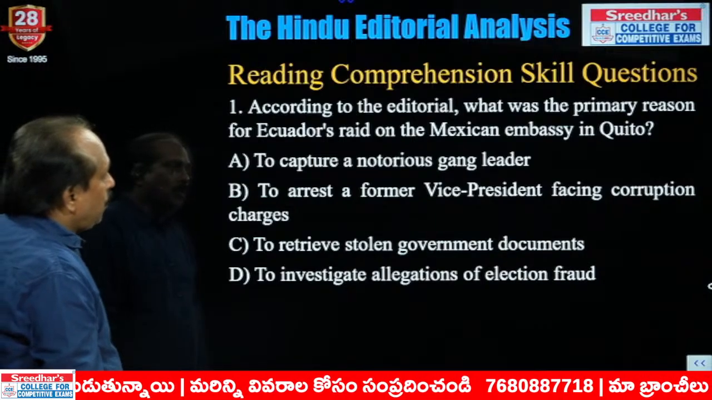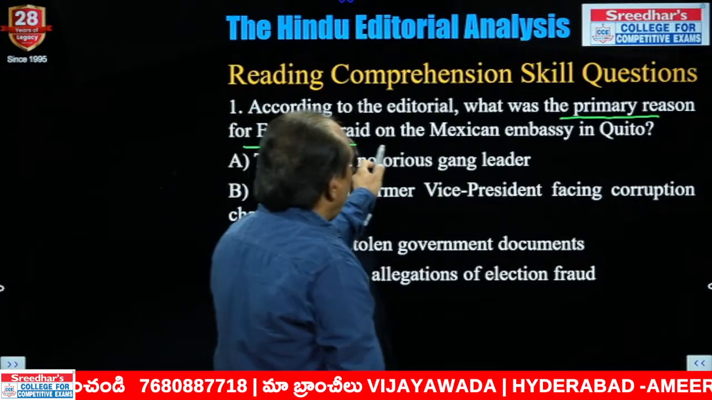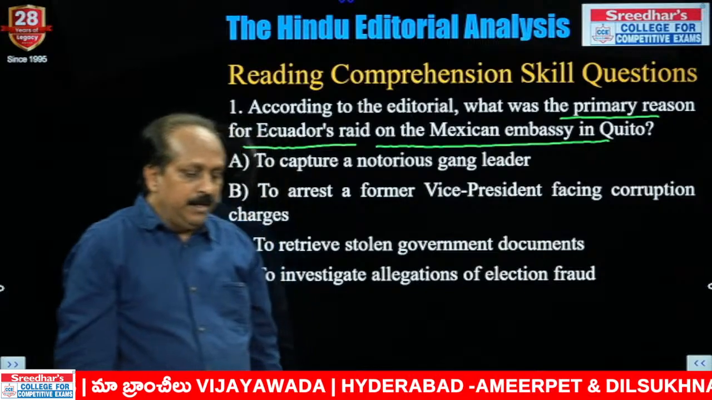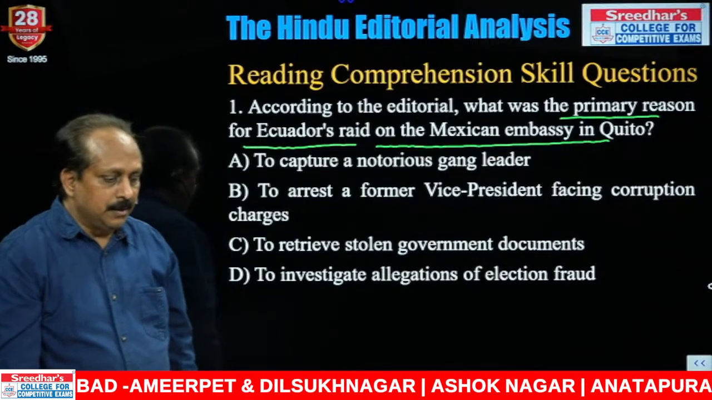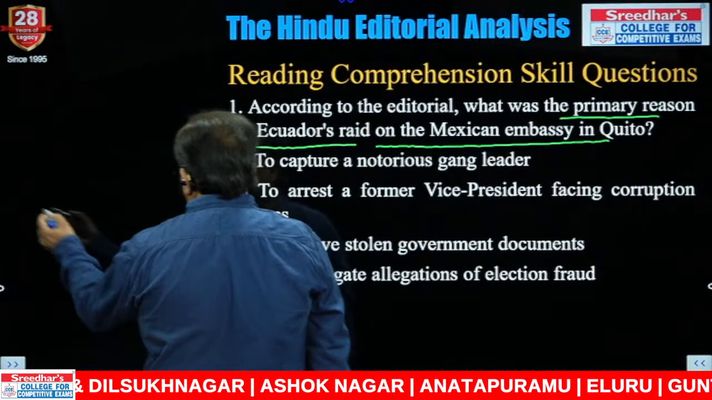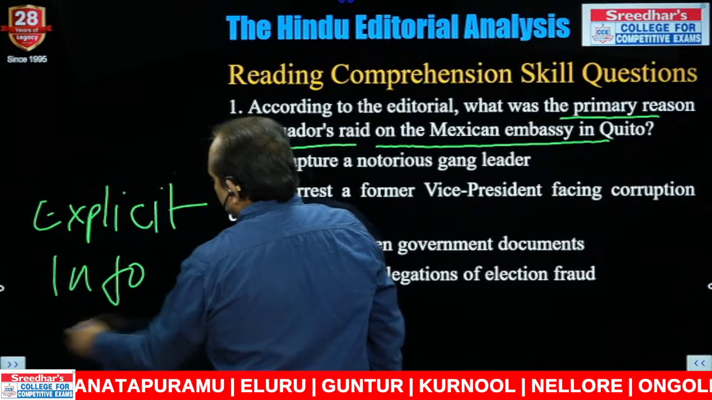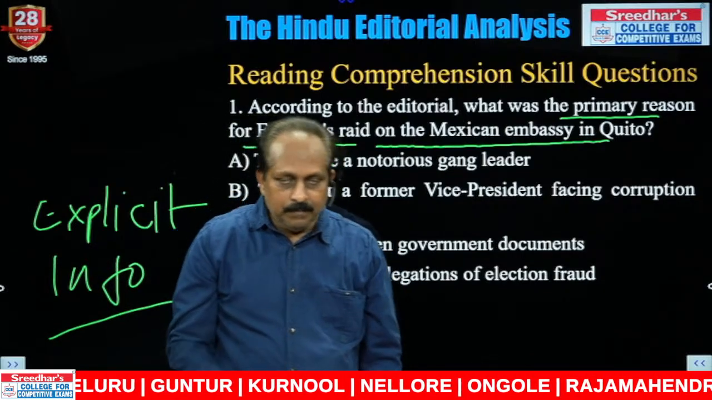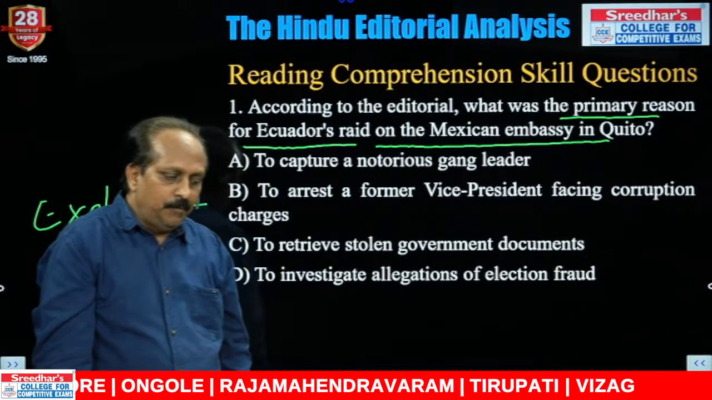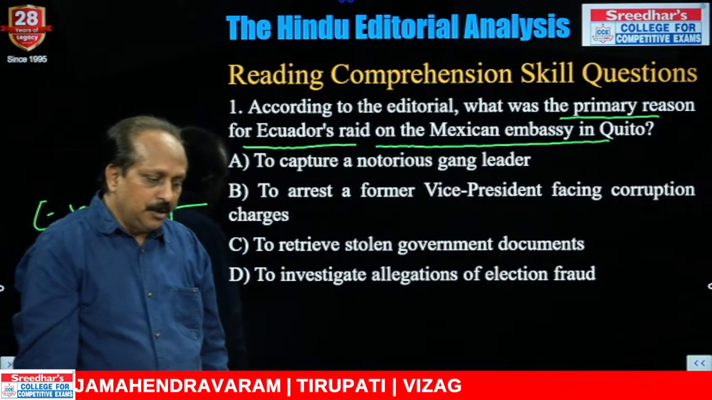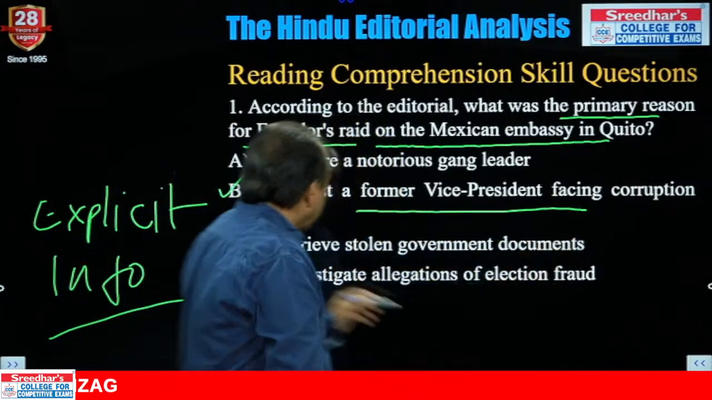According to the editorial, what was the primary reason for Ecuador's raid on the Mexican embassy in Quito? Why did the Ecuador government attack the Mexican embassy in Quito? What is the main reason behind it? Easy to answer. This is based on explicit information. Explicit information means what? Mentioned in the passage, direct information. It's all about a corrupt former vice president. To attack, they had to do it. To arrest him, they had to do it. Based on that, the answer is to arrest a former vice president facing corruption charges.